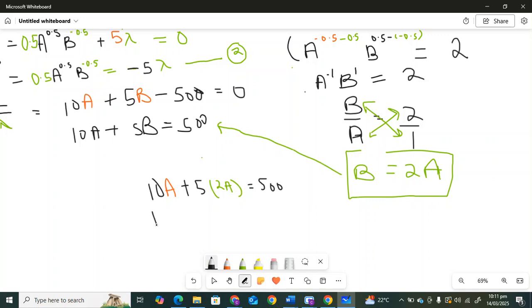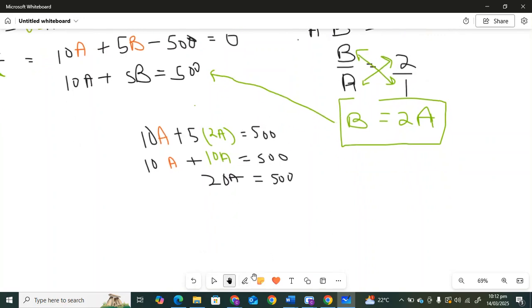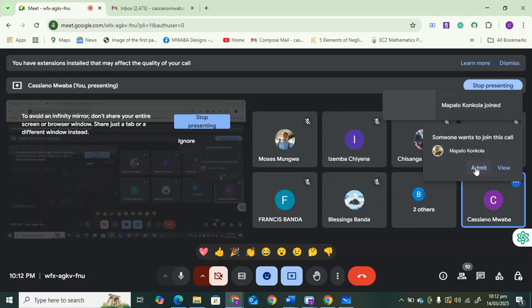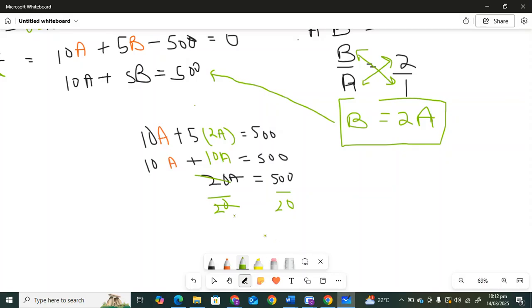5 times 2a, that is 10a. So 10a plus 10a equals 500. 10a plus 10a, that is 20a. 20a equals 500. So to get our value of a, we divide both sides by 20. This question needs a from the start. So 500 divided by 20, we get 25.